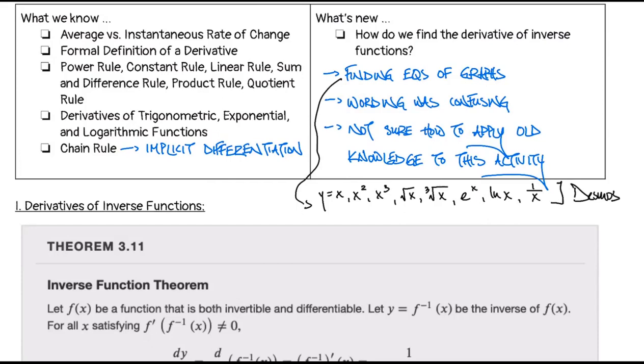And last but not least, not sure how to apply old knowledge to this activity. I think that's totally valid. I think a lot of us had math experiences where we learn one chapter and then we move on and we never see it again. And then we learn another chapter and then we move on and we never see it again. And I think that tells a really disjoint story about math.